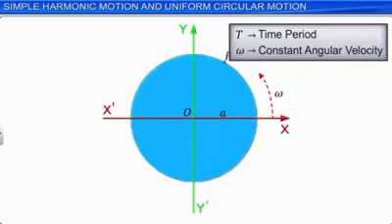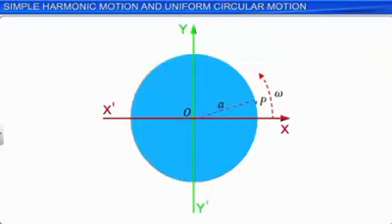Since angular velocity is constant, we can say that the particle executes uniform circular motion. After the particle has moved for some time in the reference circle, take a projection of the particle on the y-axis. Label it as P'.